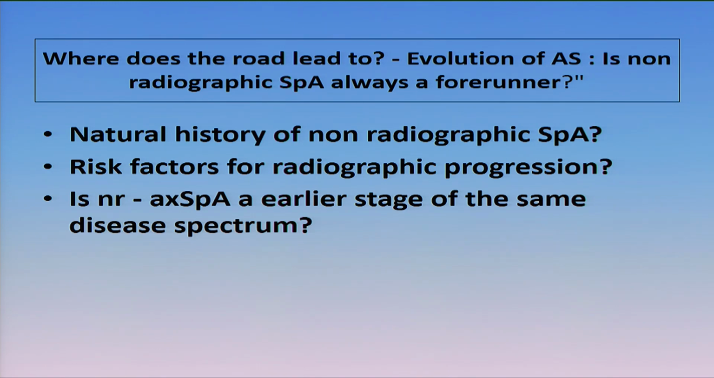Now, the topic I would be discussing is what is the natural history of this entity? And are there any risk factors for progression in the radiographs from the non-radiographic stage to the full-blown ankylosing spondylitis? And the question which is still unanswered, by and large, is whether this entity represents an earlier stage of the same disease process.